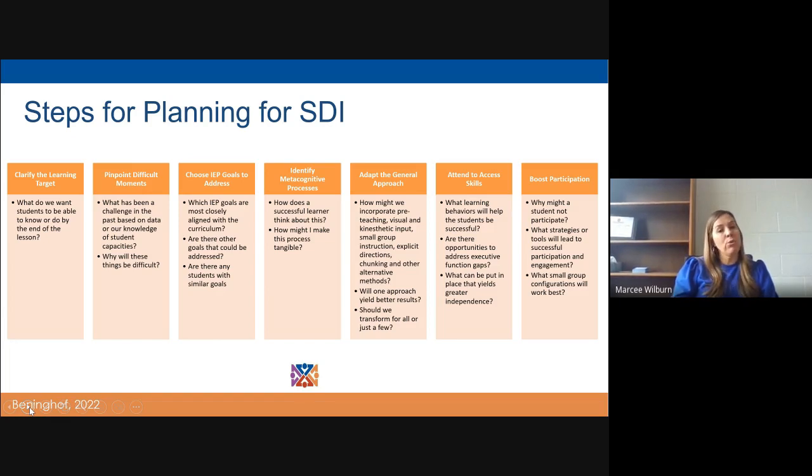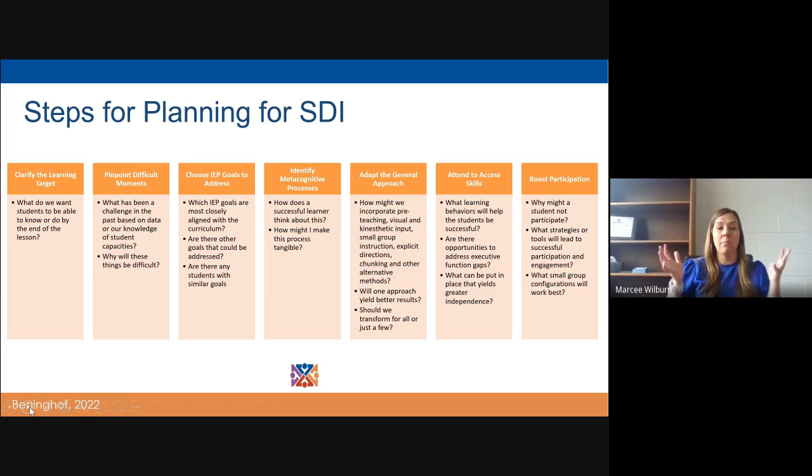Then think through, based on your previous knowledge of the student, based on your present levels of performance, based on your knowledge of their processing speed or what you know based on their assessment or evaluation data, what's going to be hard for this student? And you don't have to think of it in one small lesson. In this unit, what's going to be hard for this student? In English, what's going to be hard for this student?